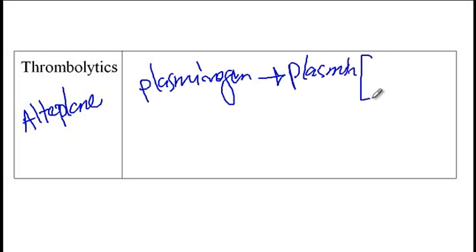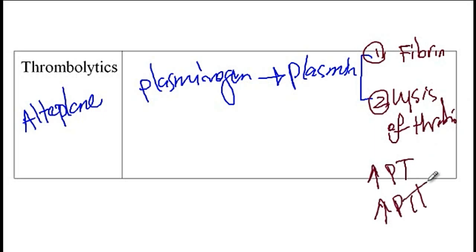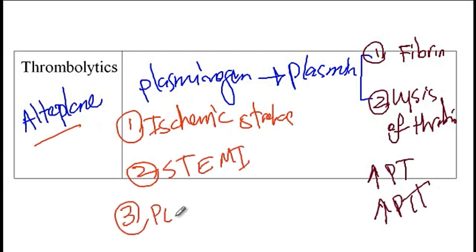And plasmin has two main functions. One, it will induce the breakdown of fibrin, and two, it will cause the lysis of thrombi. And thus, by doing these, there would be an increased PT and PTT on lab findings. And then the applications of alteplase include ischemic stroke, ST segment elevation myocardial infarction, or patients with pulmonary embolism or deep venous thrombosis.